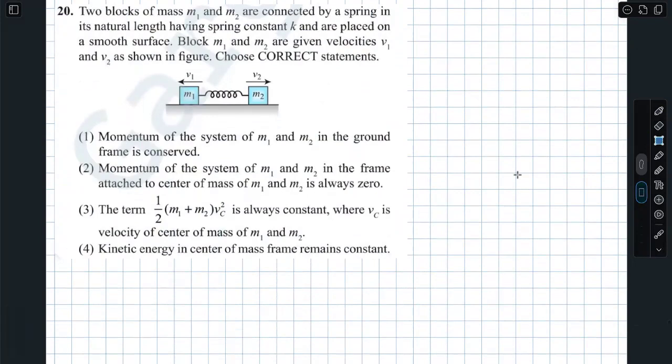Two blocks of mass M1 and M2 are connected by a spring in its natural length, having spring constant K, and are placed on a smooth surface. Blocks M1 and M2 are given velocities V1 and V2 as shown in the figure.